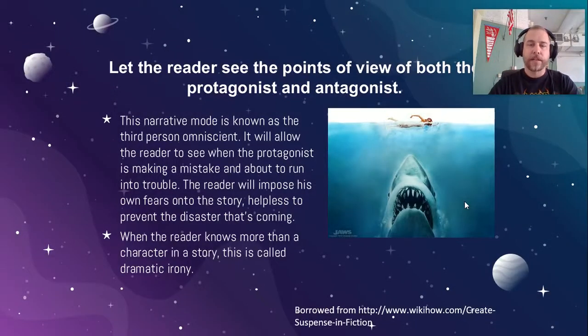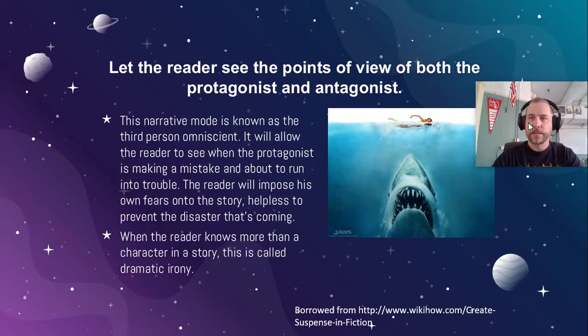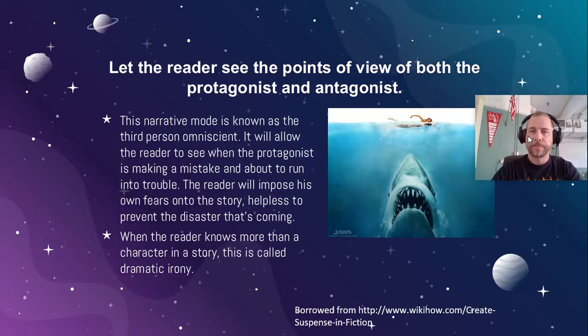Here are some of the techniques that you can use to build suspense in your story. The first is to let the reader see both points of view, both of the protagonist and the antagonist. You'll see this in horror films sometimes, where you're watching a film and you know that the bad guy is in the other room, you know that the killer is in the other room, and you're like, no, don't go into that room. He's waiting for you. This is that technique.